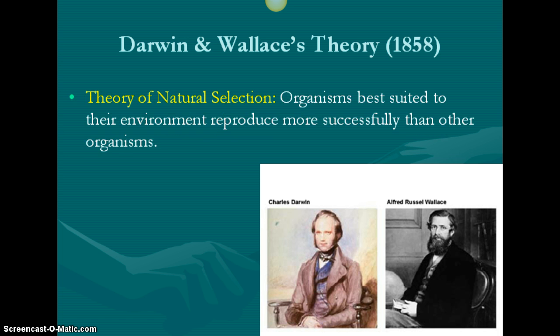And he has the theory of natural selection. So his theory states that organisms that are best suited to the environment will make it to reproductive age and will reproduce more often than other organisms. So if you make it to that reproductive age and you reproduce more often, your traits are going to get passed on to the next generation more often than the ones that either don't make it to reproductive age or get eaten or die for some reason before they make it to that age.